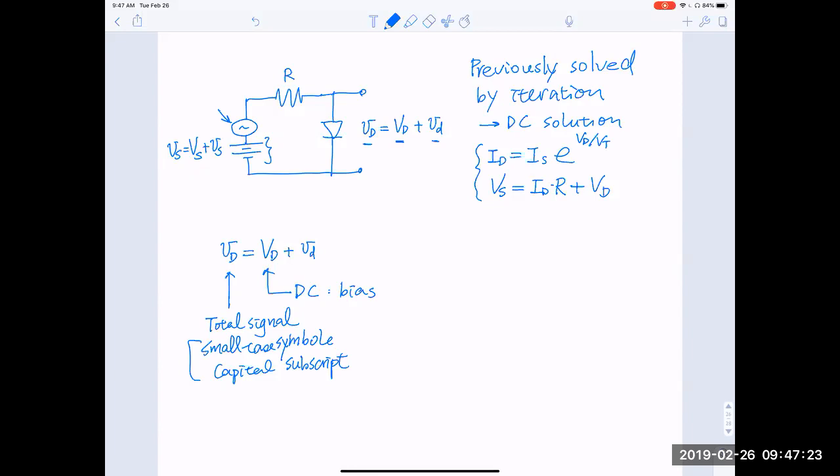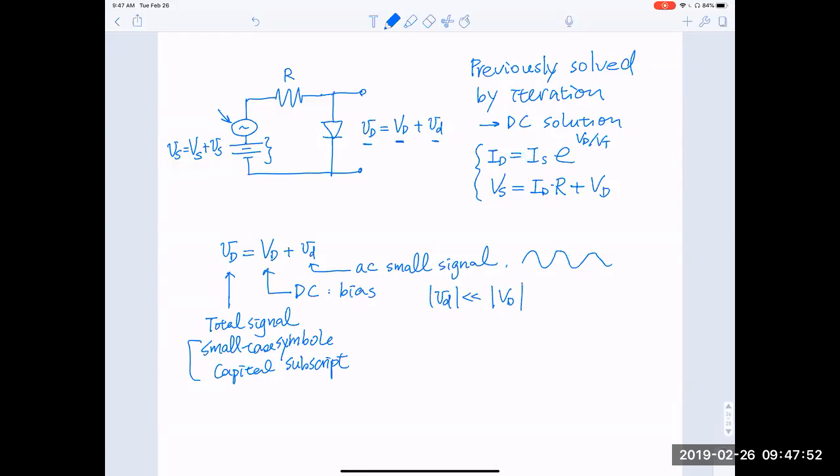And if both are small case, this is the AC small signal. Usually it's implied it's at some AC frequency, so it's oscillating. The amplitude v_d is usually much smaller than the DC value V_D. So that's the convention here.